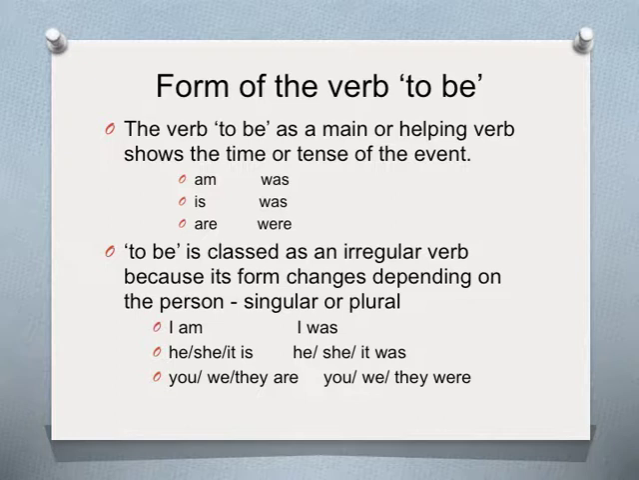To be is often called an irregular verb because its form changes depending on the person, whether it is singular or plural. So we have I am, I was, he, she, it is, he, she, it was, or you, we, they are, or you, we, they were.